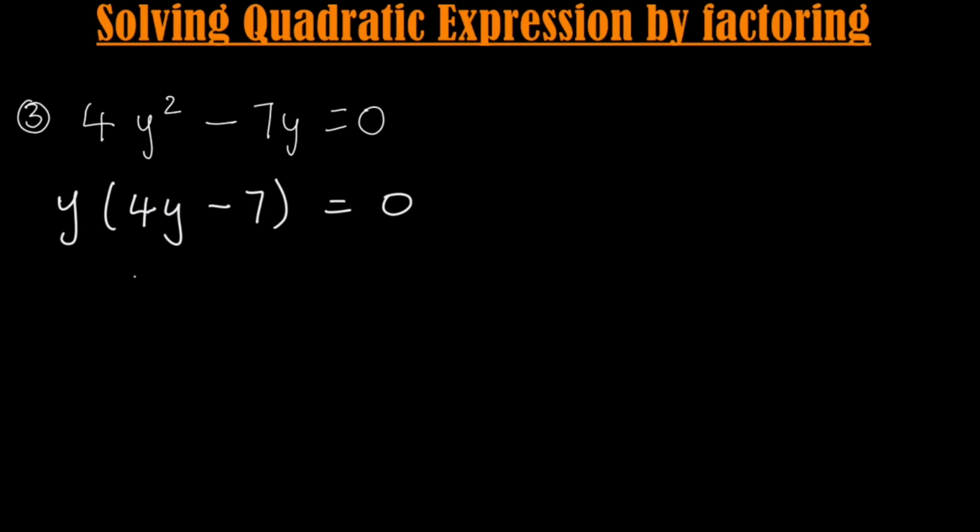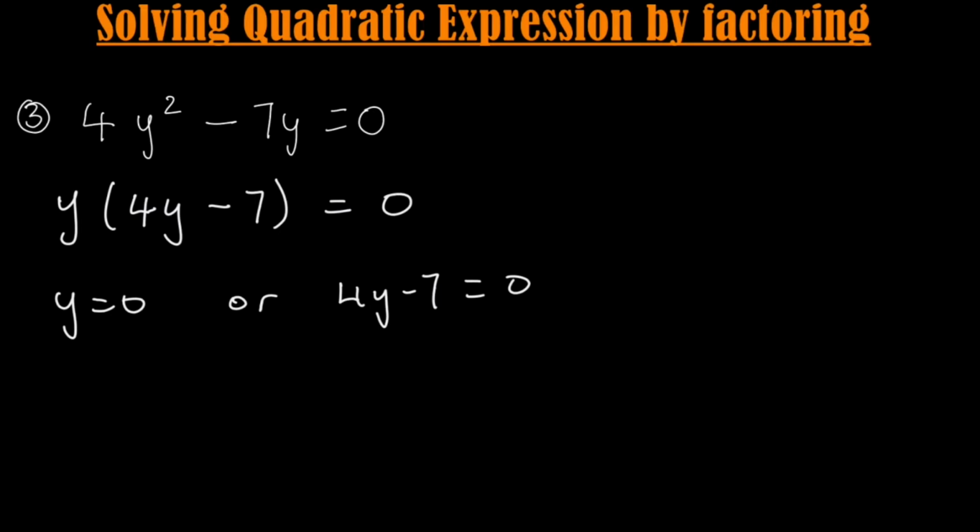So we see that our y is multiplying by the 4y minus 7. So y would be one of our factors. So y is equal to 0. That is our first value for y, or 4y minus 7 is equal to 0. So we're going to solve for y.